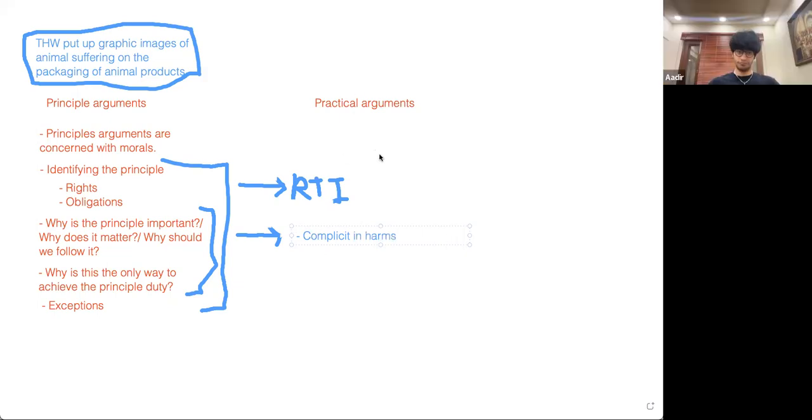Yeah, I think that's a pretty good way to define it, which is that people deserve to know if they are contributing to some kind of harm. Now, can someone else tell me why is putting graphic images of animal suffering the only way to inform people about this? Why can't I just put a text saying, this happened to an animal?